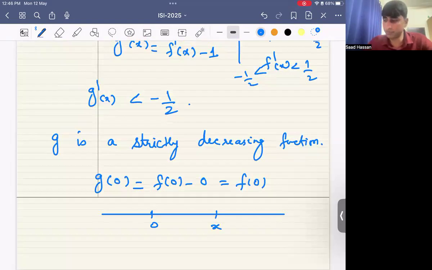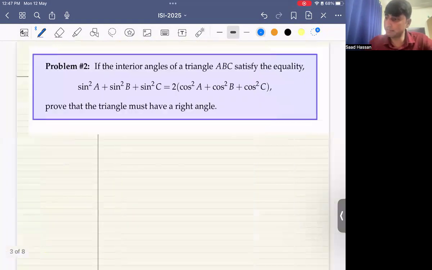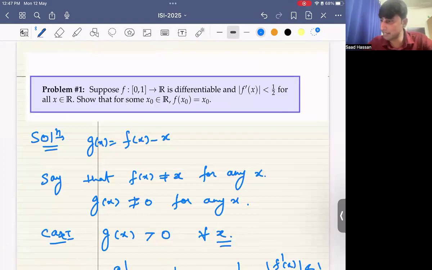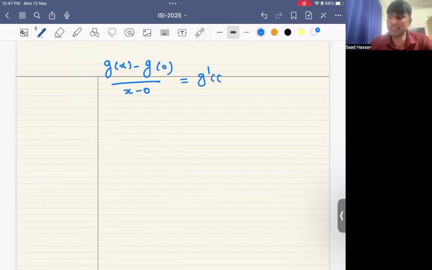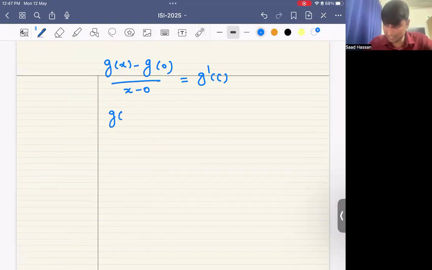Since g is differentiable, first of all, g is continuous in the closed interval 0 to x for any arbitrary x positive, and g is differentiable in the open interval 0 to x for any arbitrary x positive. So I'm going to apply Lagrange's mean value theorem on g. अगर आप g पे Lagrange's mean value theorem apply करेंगे, what you get is that g of x minus g of 0 upon x minus 0 is equal to g dash c for some c between 0 and x, right?